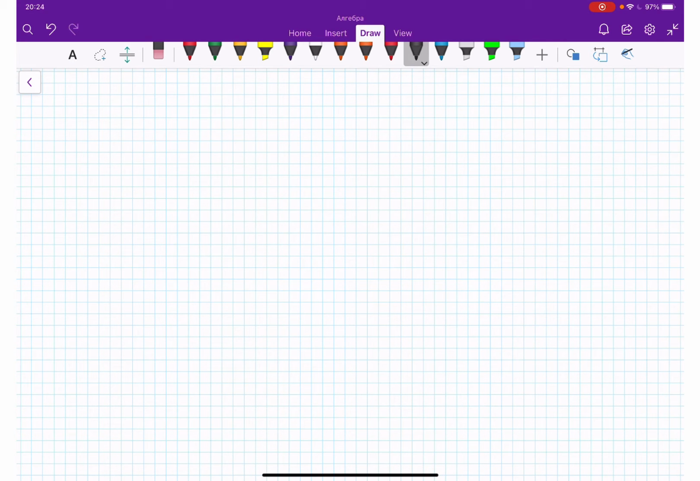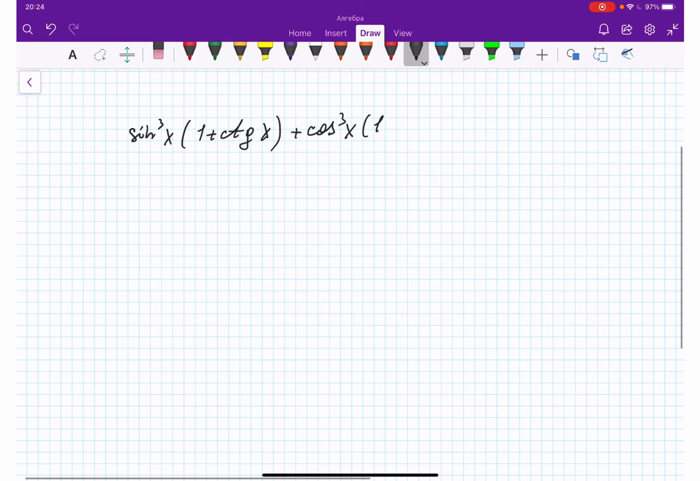Let's solve the following trigonometric equation: sine cubed x times (1 plus cotangent x) plus cosine cubed x times (1 plus tangent x) is equal to square root of sine x cosine x.